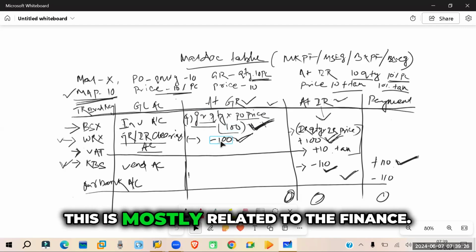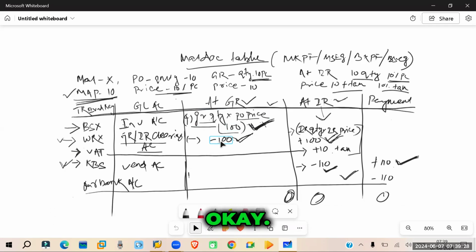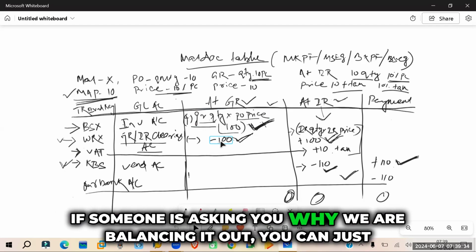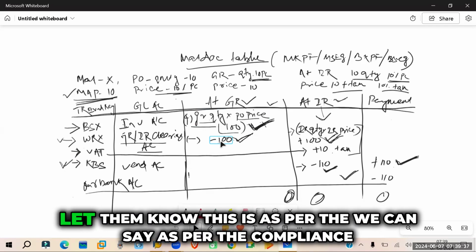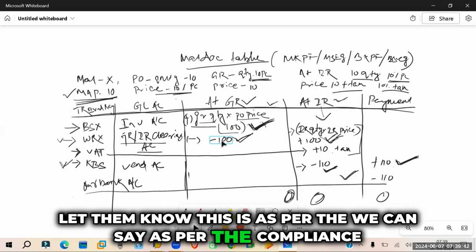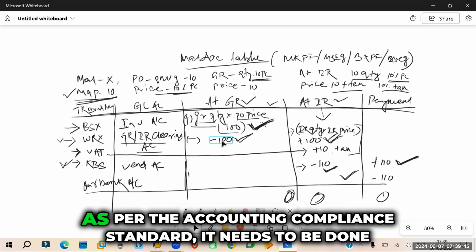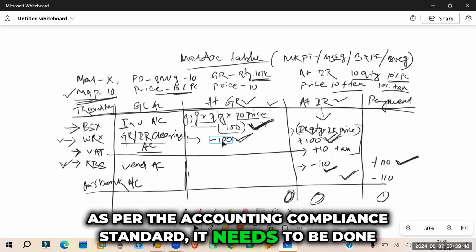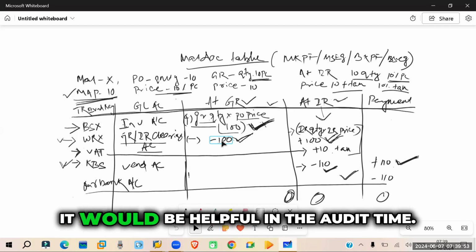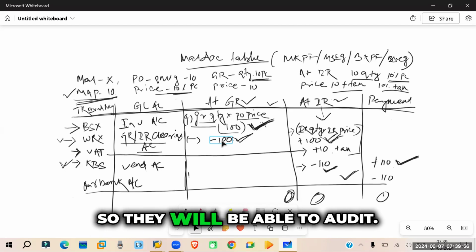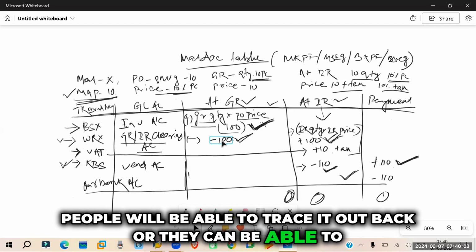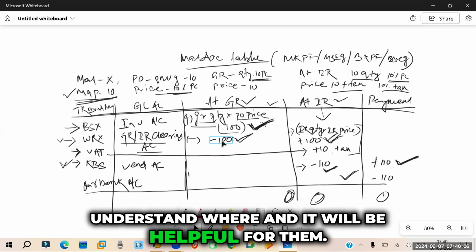This is mostly related to finance. No one is going to ask you why we are balancing it out. If someone asks you why we are balancing it out, you can just let them know this is as per the accounting compliance standard. Every positive entry should be balanced with a negative entry, so that it will be helpful at audit time. Audit people will be able to trace it back and understand it, and it will be helpful for them.